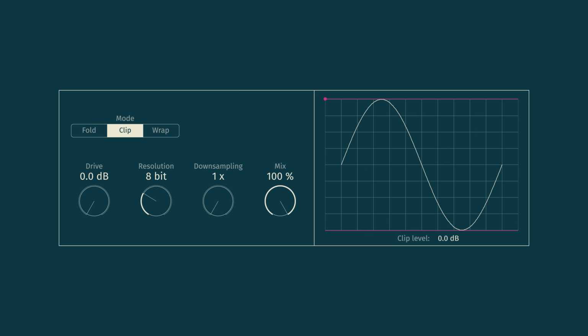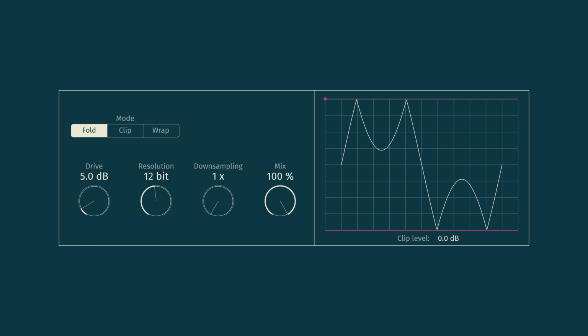I first learned about wavefolding in Logic's Bit Crusher plugin. A bit crusher reduces the resolution of your signal, both horizontally and vertically. Logic's Bit Crusher can apply up to 50 decibels of gain, and it lets you wrap or fold the signal instead of clipping it. I wanted my folder to do two things.